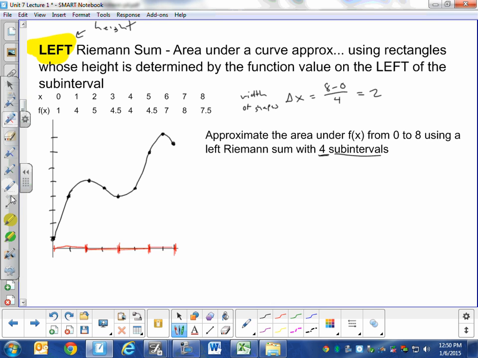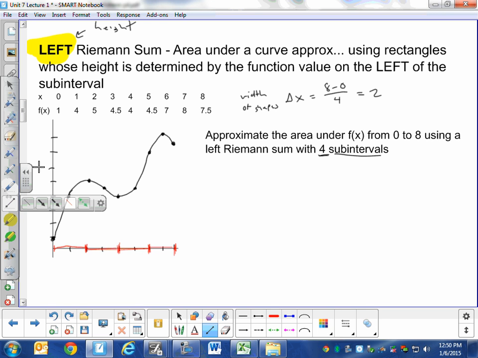Okay. Now, since this is a left Riemann sum, we're going to be using rectangles whose height is determined by the function value on the left of each subinterval. So out of each of these intervals, we'll go to the leftmost point, and we will go to the function value above that leftmost point, and that will create the height of the rectangle that will be going on this interval. Okay, so I did one. I want you guys to do the other three.